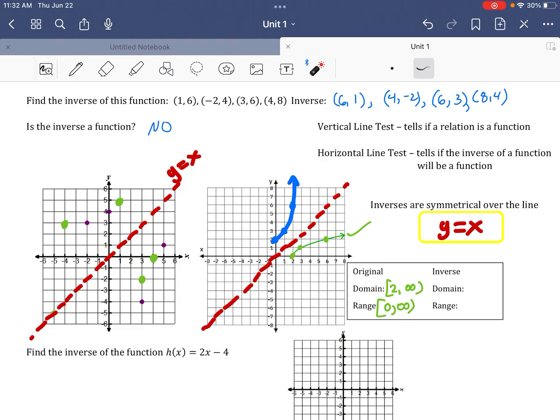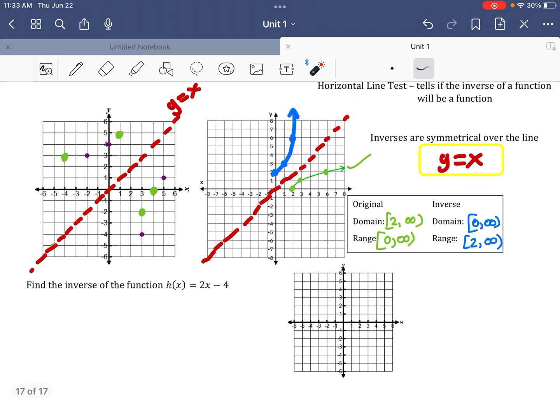The blue one, the domain goes from here over, so that's from 0 to infinity. And the range goes from here up, so from 2 on up. So that's a fact about functions and their inverses. Look, the domain switches to the range, and the range switches to the domain. Because you're switching the x's and the y's, they're reversing, so it makes sense the domain and range switch places.